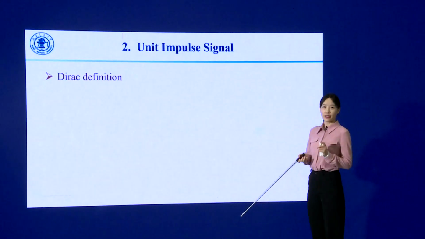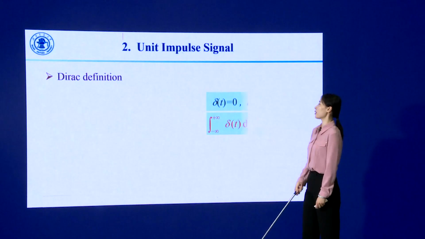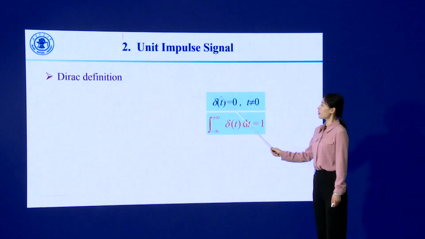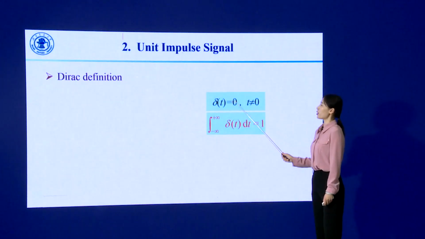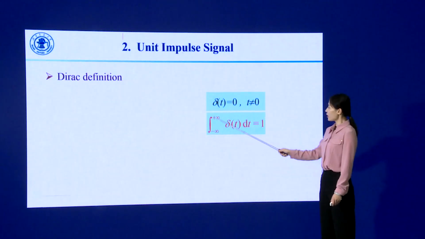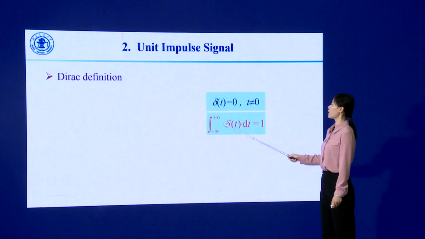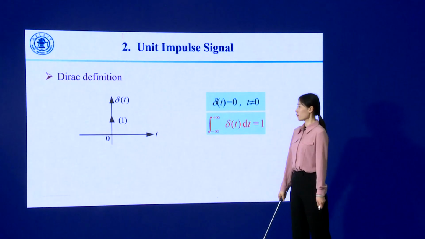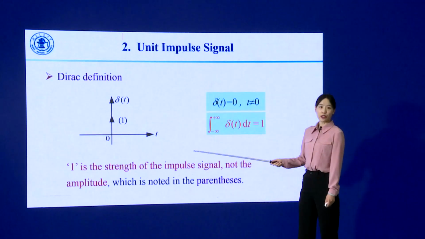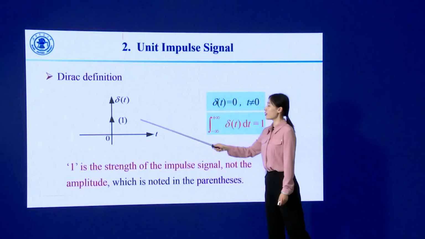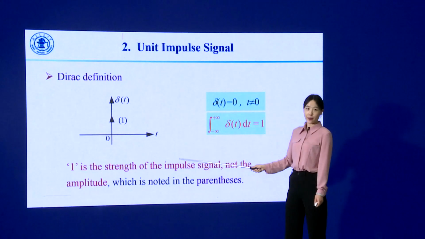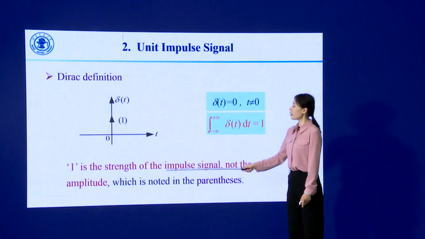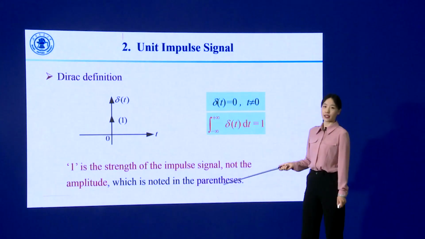Now, let's give the definition of the impulse signal. When t is not equal to 0, this signal is equal to 0, and the integration of the impulse signal is equal to 1. Here is the waveform. It should be noted that the 1 is the strength of the impulse signal. It is not the amplitude, and it is noted in the parentheses.